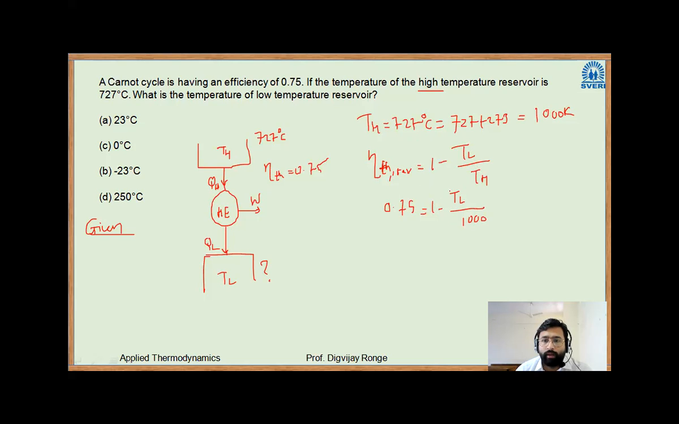So what I will do, I will take this term on this side and 0.75 on this side. So this will become TL divided by 1000 will be equal to 1 minus 0.75, which is equal to 0.25. So TL will be equal to, this 1000 will go on this side, this will become 1000 into 0.25. This will become 250 Kelvin. Anybody is successful in calculating this?